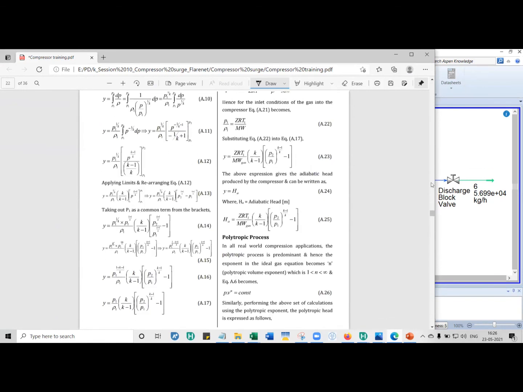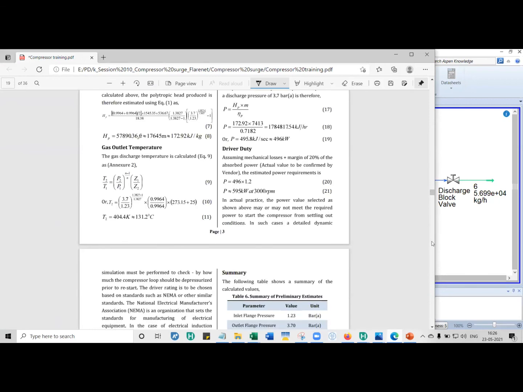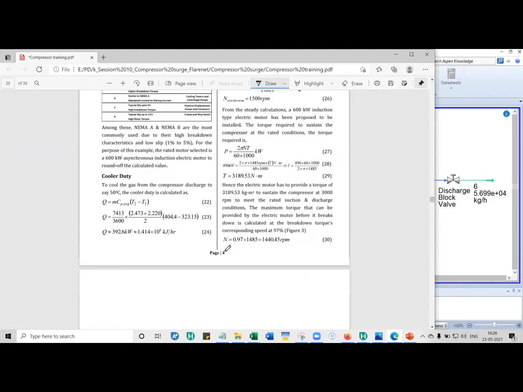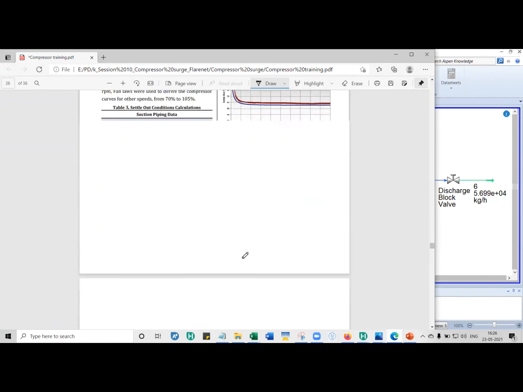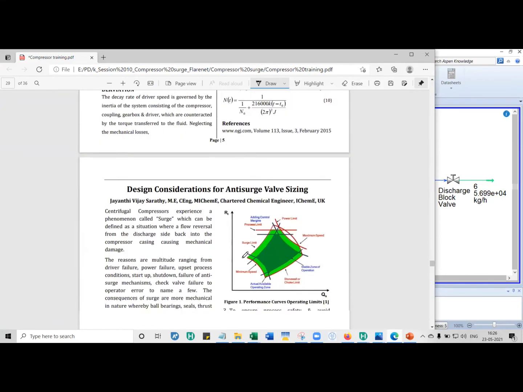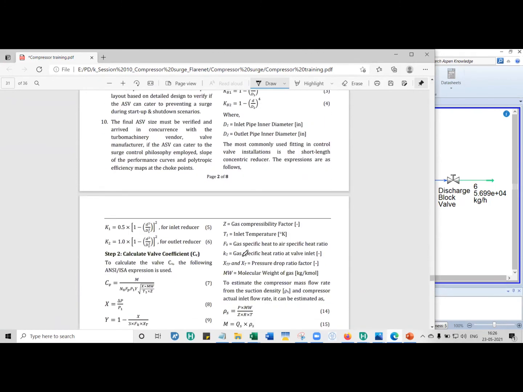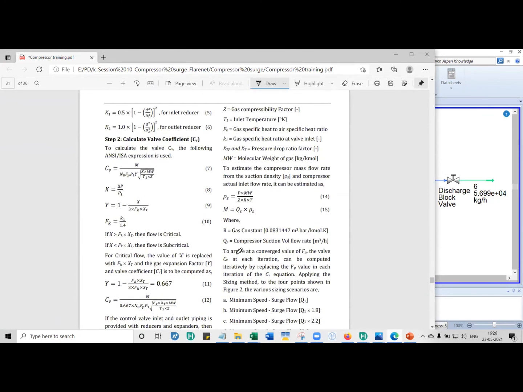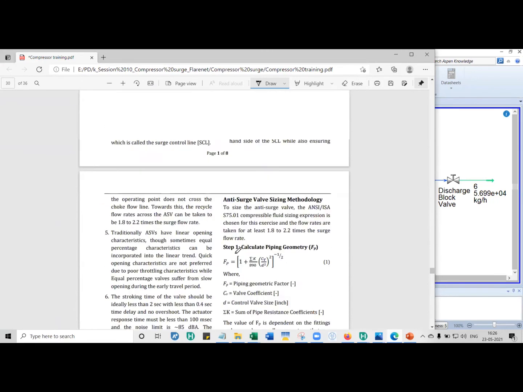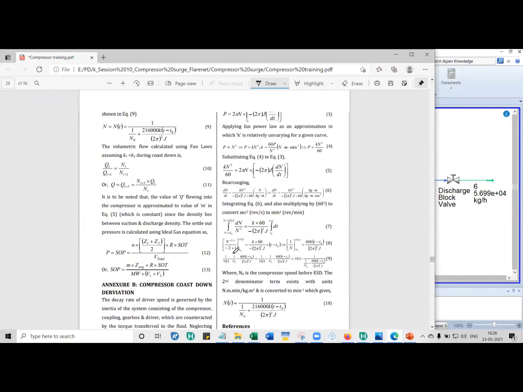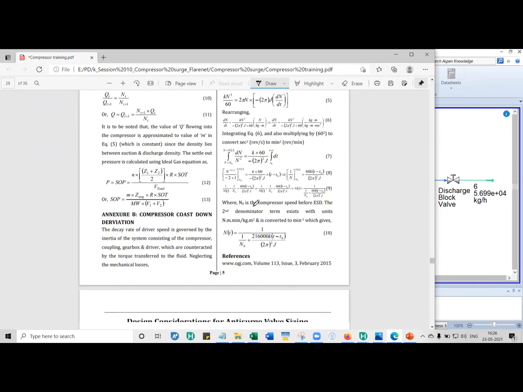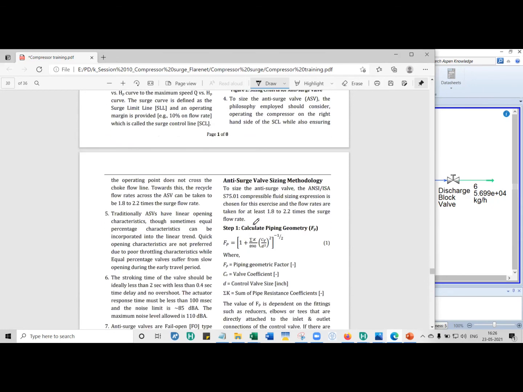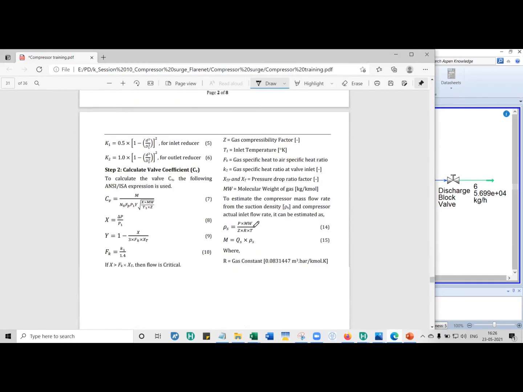Oh, it's stuck. Okay, this is for settle out conditions, how you can calculate, estimate. So I've given a procedure here for how to estimate your anti-surge valve size. So in this case, I think I've got, oh, it's running too slow. Anyway, the file is with you, so you can go through it.